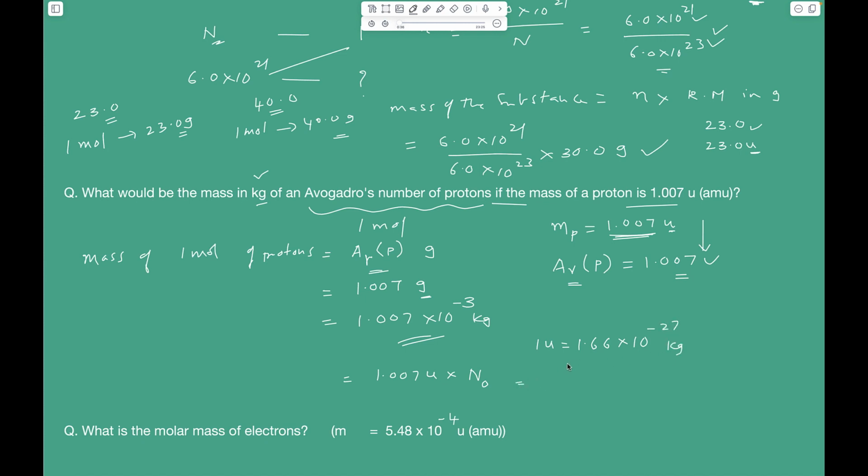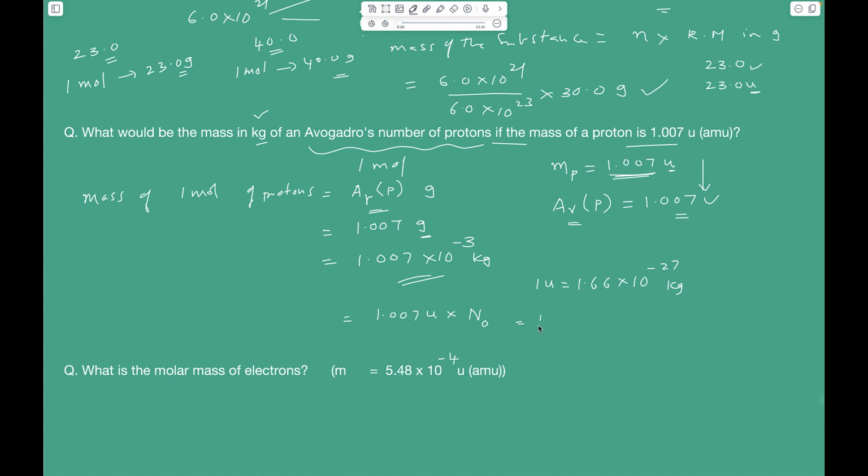So if you put in all these values, it becomes 1.007 times 1.66 times 10 to the power of minus 27 kilograms times Avogadro's number, which is 6.022 times 10 to the power of 23. And you would try to simplify this and spend a lot of time on this. Even after doing all this, you would get the same answer. But even if you wanted to do this the crude way, we can avoid this simplification process.